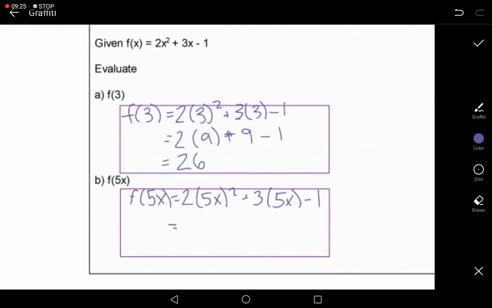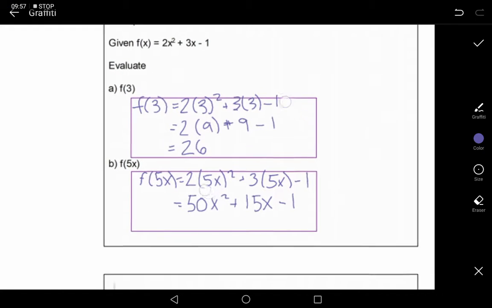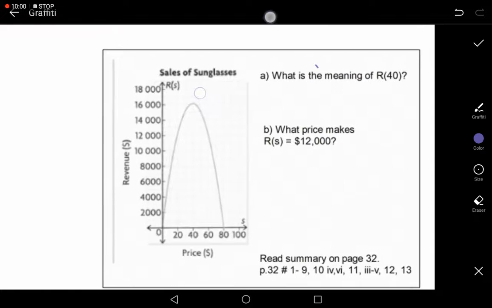So 5x squared is going to give us 25x squared. 25x squared times 2 is 50x squared plus 3 times 5x. 3 times 5 is just 15. Don't forget the x, minus 1. And because those are not like terms, this is as far as I have to go. Okay, I've answered that question. f of 5x is equal to 50x squared plus 15x minus 1. Last example here.